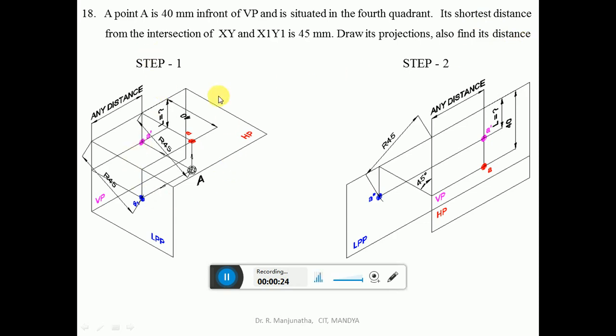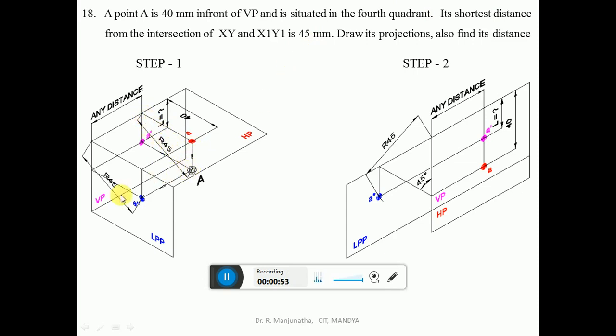Now here, he says a point A is in front of VP and is situated in the fourth quadrant. Since it is in the fourth quadrant, you have the horizontal plane and the vertical plane, and I have considered a left profile plane. It is situated in front of VP, which can be seen in the horizontal plane. And its shortest distance from the intersection of XY and X1, Y1 is 45 mm. So from this, it is 45 mm.